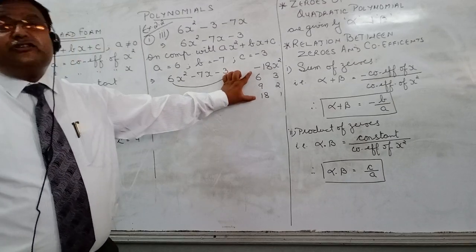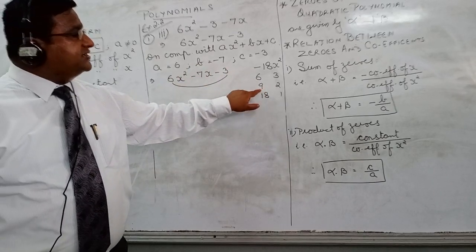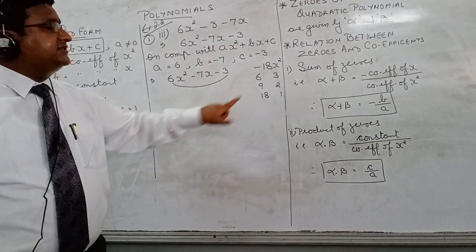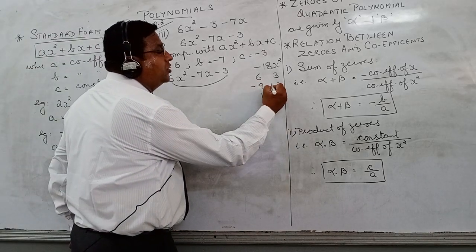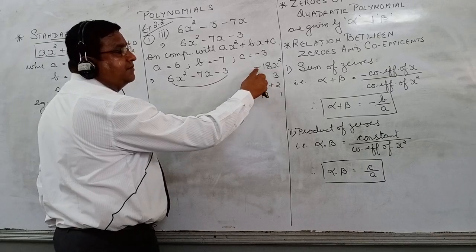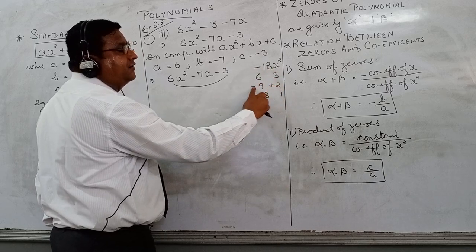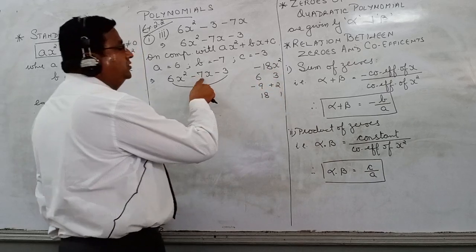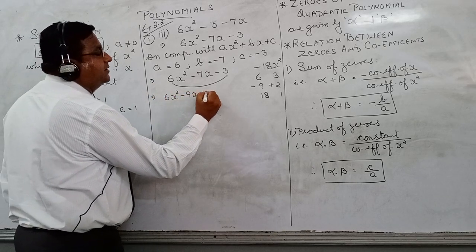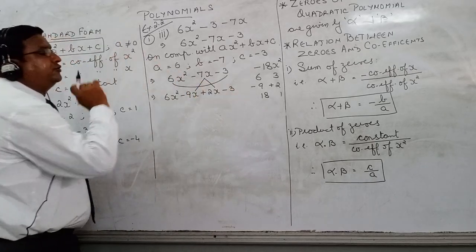Now, out of these, which of them is going to give me 7? 9 and 2. If I subtract 9 and 2, will I get 7? Definitely. We need plus 7 or minus 7. We need minus 7, so the greater number gets the minus sign and the smaller number plus. When I multiply both of them, minus into plus, minus 9 2s are 18, x into x, x square. When I add both of them, sign of the greater number, 9 minus 2, 7. So my factors are 6x square minus 9x plus 2x minus 3. This minus 7x is split into 2 terms.